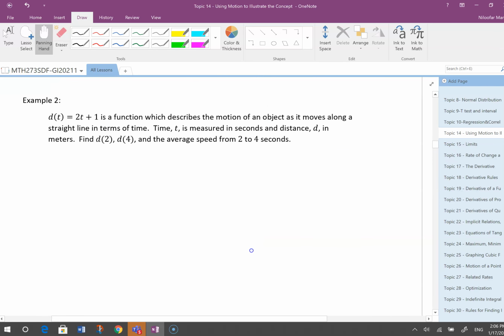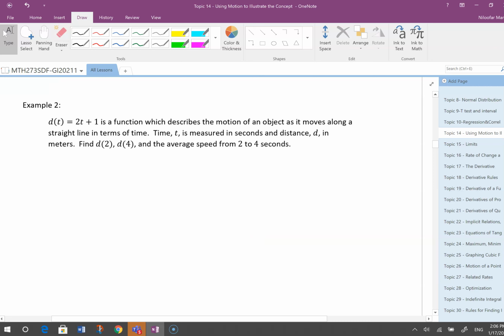Okay, so now I can continue here. d(t) = 2t + 1 is a function which describes the motion of an object as it moves along a straight line. t is time. The distance is in meters and t is in seconds. So, what is the average speed from 2 seconds to 4 seconds?